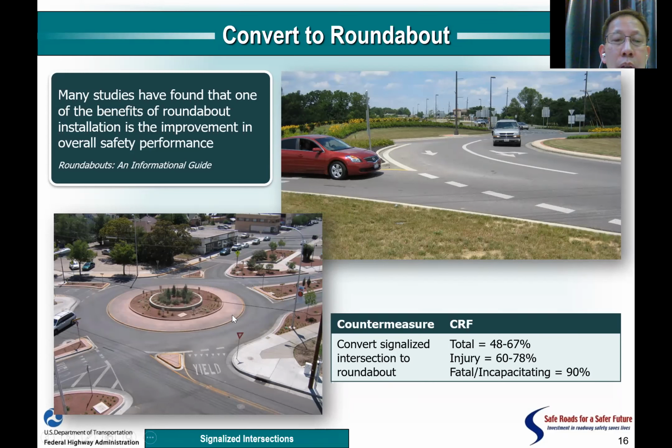First is you don't need to put signals. Signals can malfunction. Okay, this one is going to be there for a long time, and less conflict, right? Less conflict. What else? Low maintenance. That's why it's giving you a lot of CMF here for the fatal. Putting it there is less likely to have collision in the intersection.